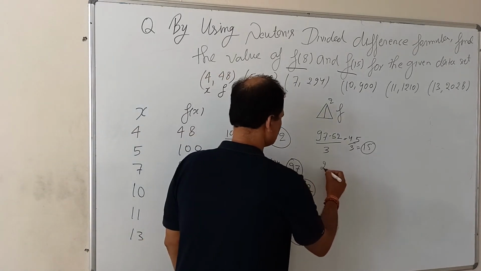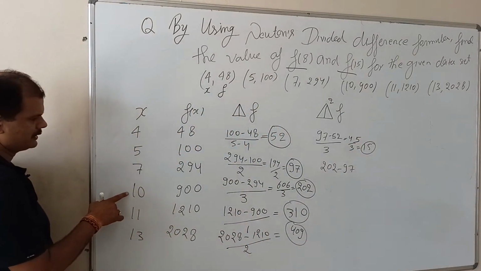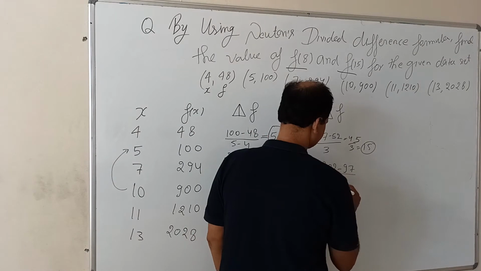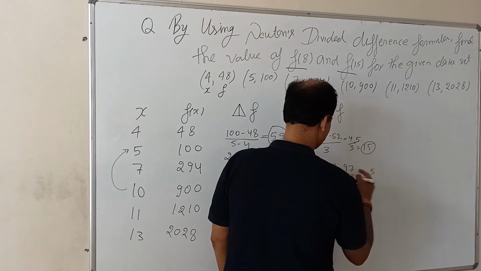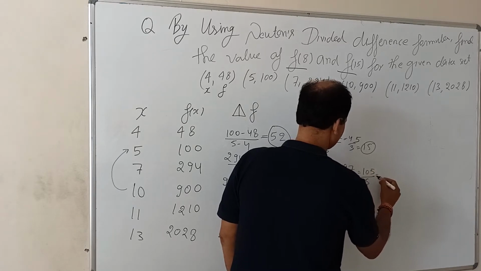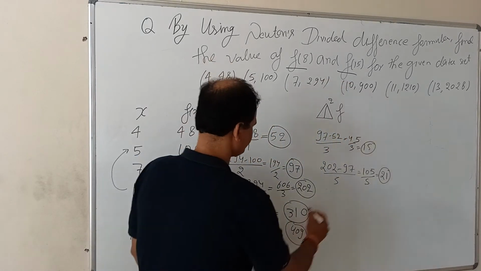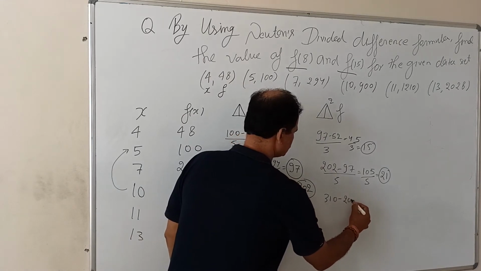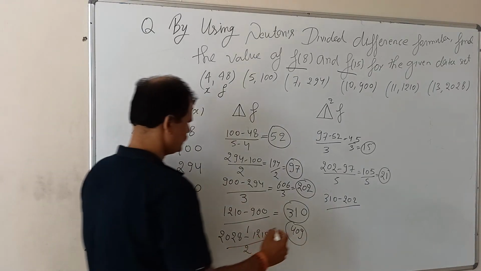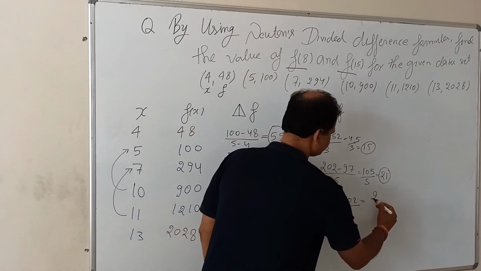Next one, 202 minus 97 divided by, you see here, 10 minus 5. 10 minus 5 means we get 5. So we get 105 by 5, and we get 21, right? 21. And next we have 310 minus 202 divided by 11 minus 7. So we get the 4. So this you simplify, so we get 27.